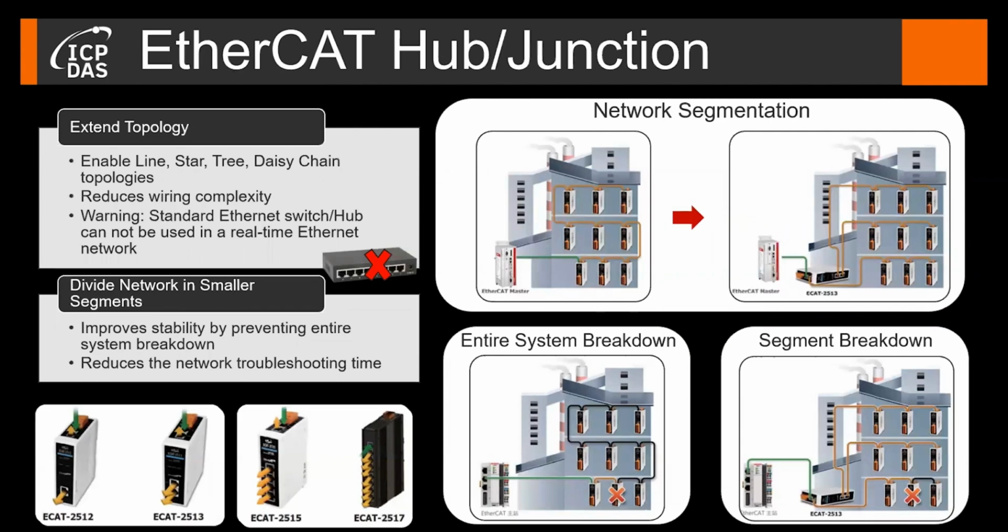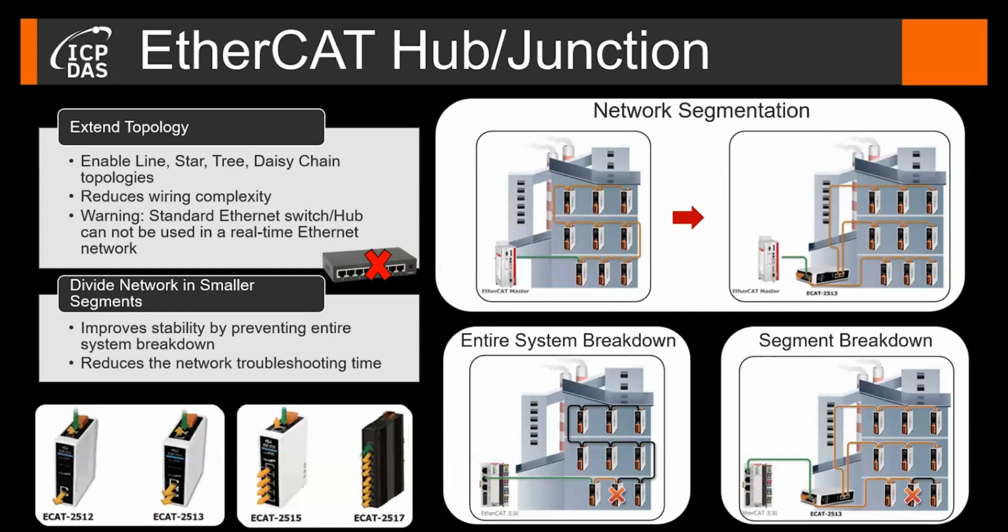ICP offers junction modules with 1, 2, 4, and 6 port branching. A junction has 3 purposes. It is used to extend an existing network by extending its topology. By using a junction, all topology variants can be implemented, like line, star, tree, daisy chain, etc. Its second usage is to divide the network into smaller segments, to improve the network stability and prevent an entire system breakdown if one part of the network fails.